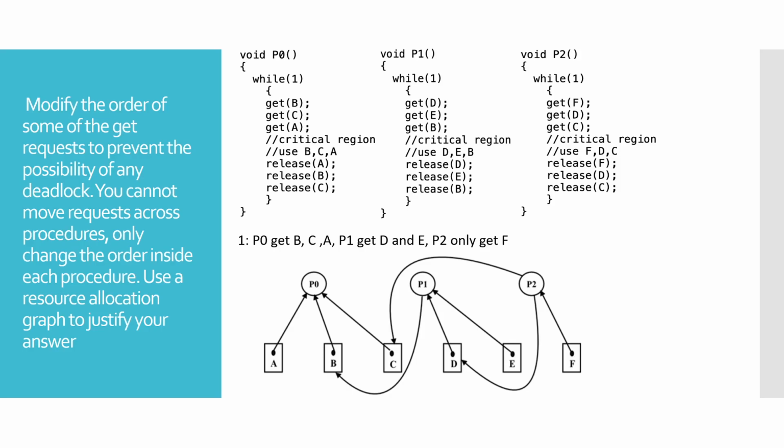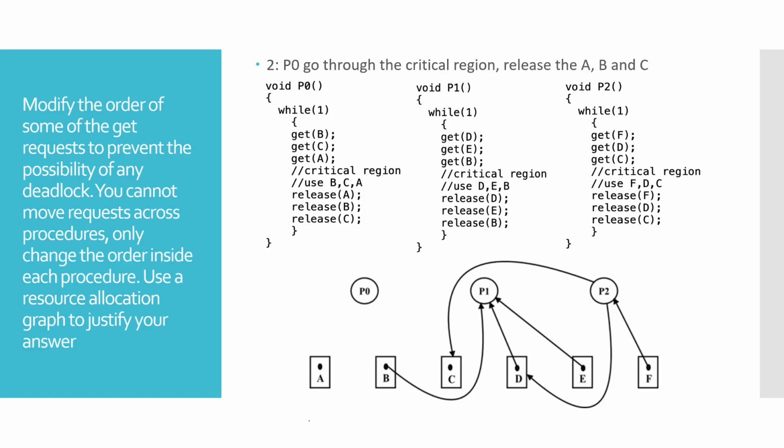First, P0 gets B, C, and A. P1 only gets D and E, because when it is getting B, B is already taken by P0. P2 will only get F, because D and C are taken by P0 and P1. Therefore, P0 gets into the critical region first.